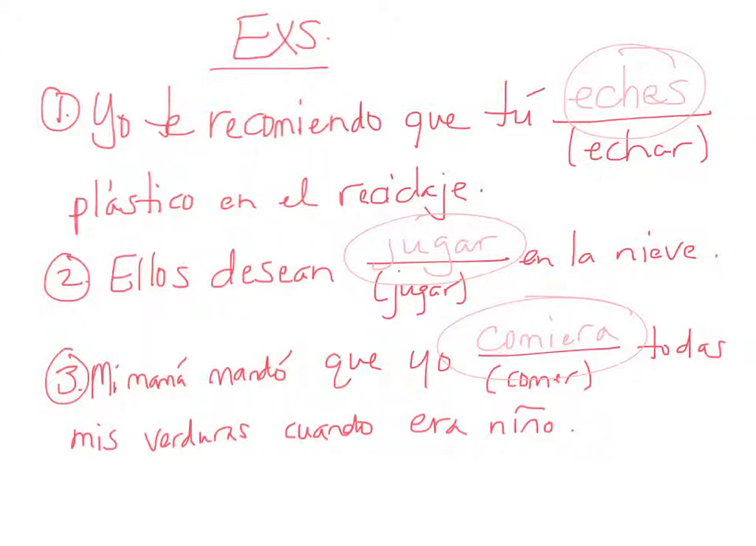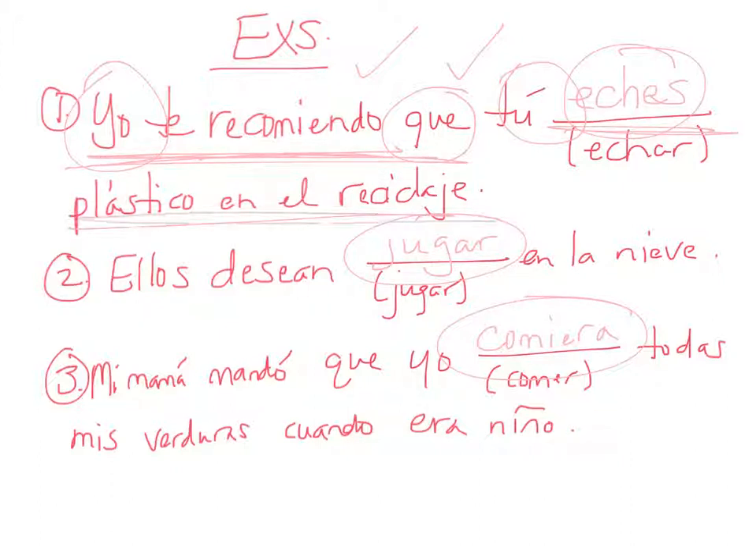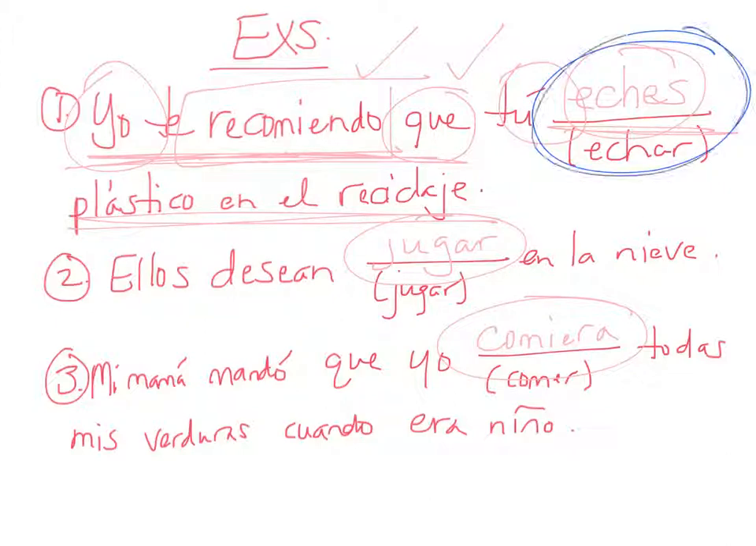Yo te recomiendo que tú eches plástico en el reciclaje. Four essential questions. Do I have a subjunctive setup? Yes. I have a verb from the W group, recomendar. Do I have a K? Yes. Do I have a subject change? I have yo in the first clause, tú in the second clause. Remember, this is the first clause, everything before the K. This is the second clause, everything after the K. So I have yes, yes, and yes. What tense is my first part of the sentence in? It's in the present tense, so therefore I need the present of the subjunctive here.